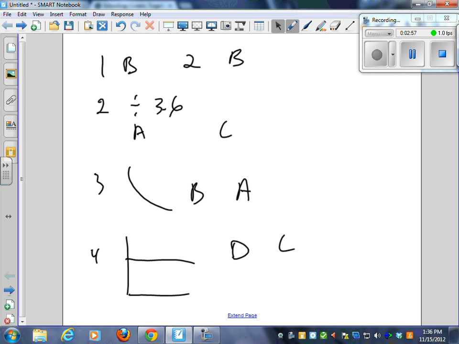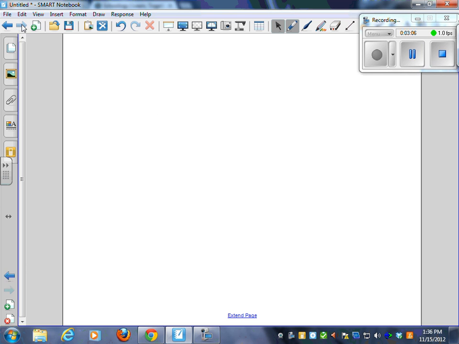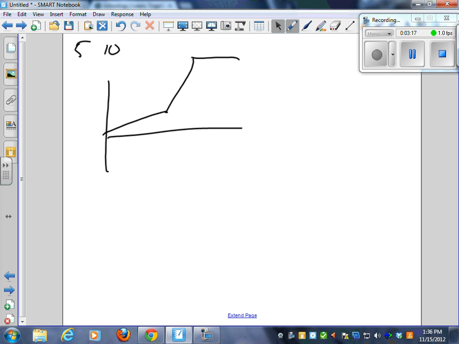Number 5 is a position time graph, and Matt's going to find it for us there. It looks like it's number 10. So 5 and 10 are the same. Okay, it says given this position time graph. Delta x means change in position from 0 to 3 seconds. How much did the position change?